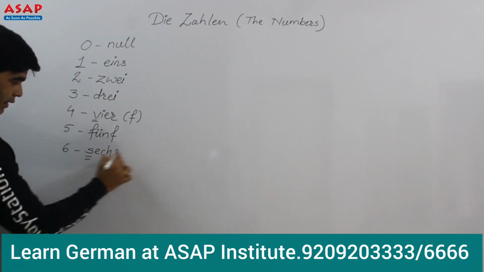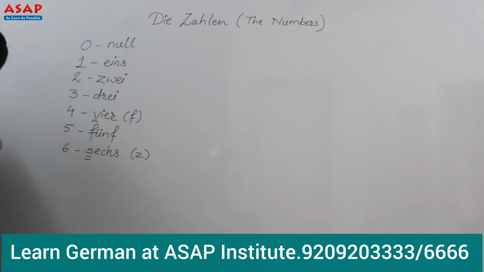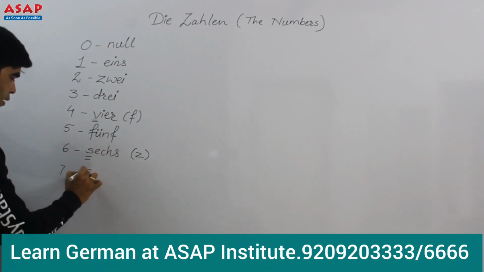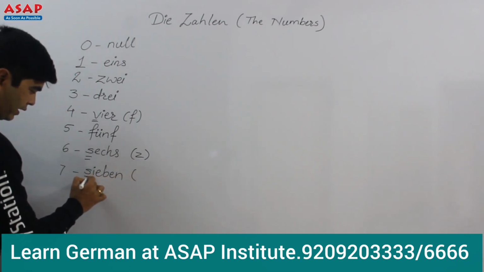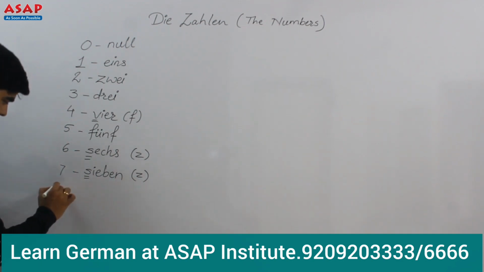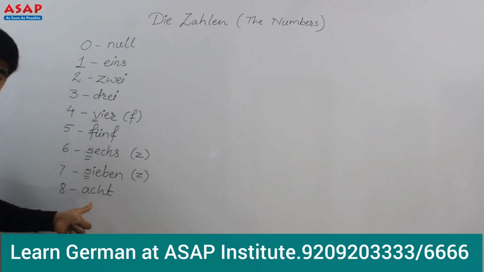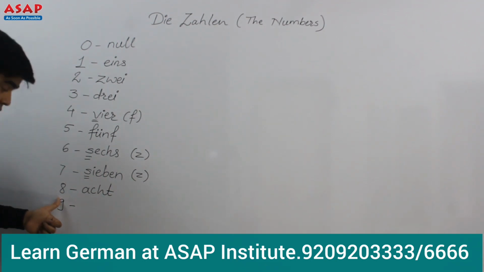Sechs. This S is pronounced as the sound. I'm talking about the sound, okay? Sechs. The next is sieben. Again, this is the sound. So it is sieben. Then acht, neun.